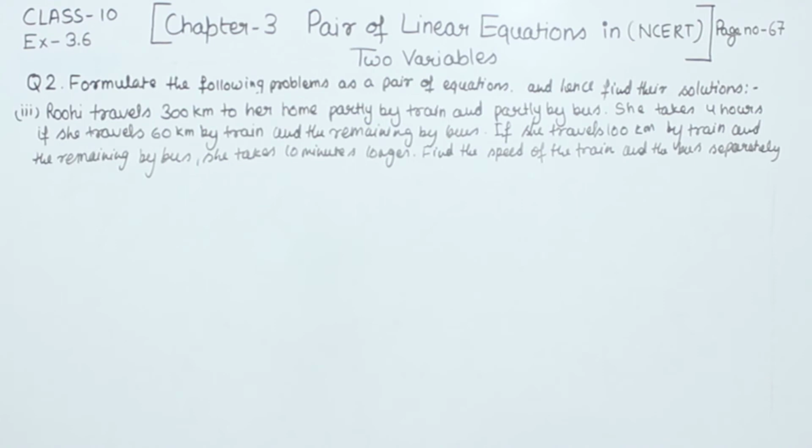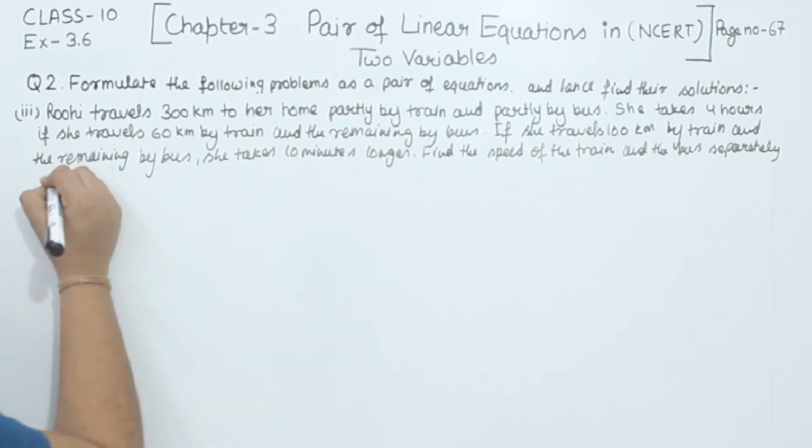This one we are having Ruhi travels 300 km to her home partly by train and partly by bus. She takes 4 hours if she travels 60 km by train and the remaining by bus. If she travels 100 km by train, remaining by bus, she takes 10 minutes longer. Find the speed of the train and the bus separately. So we have to find the speed of the train and the bus.